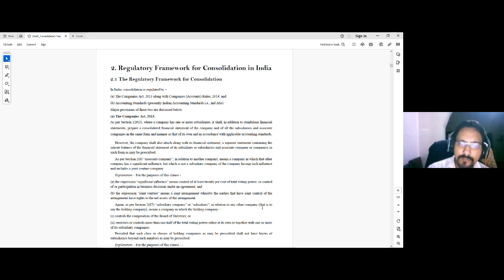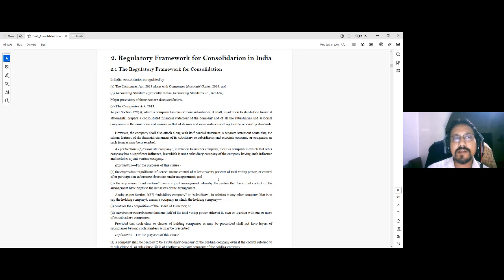So therefore, for us, the regulatory framework of consolidation comprises the Companies Act 2013 along with the Companies Rules 2014 and Indian Accounting Standards. Different Indian Accounting Standards are relevant for consolidation. We will come to that. Now let us first see what regulatory requirement there is with respect to consolidation in the Companies Act 2013.